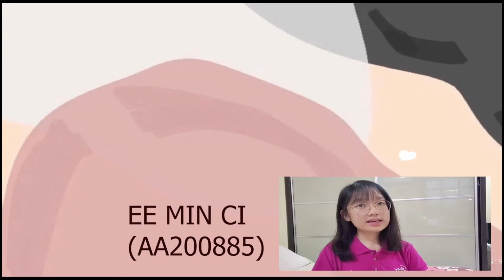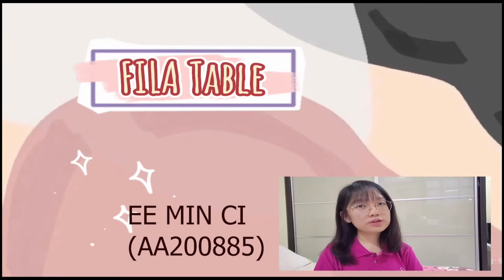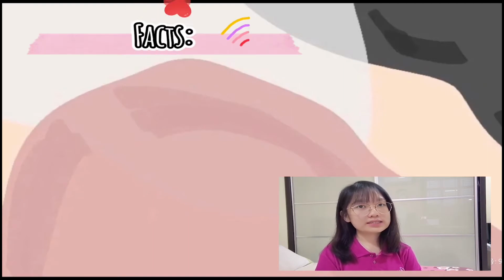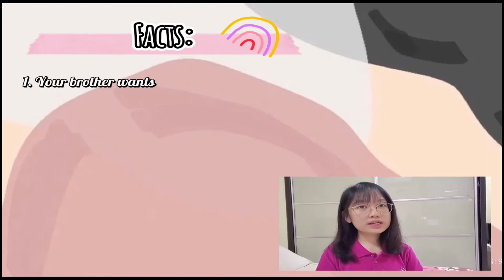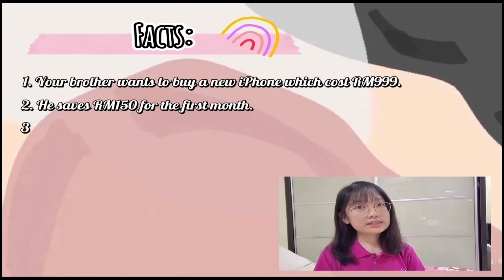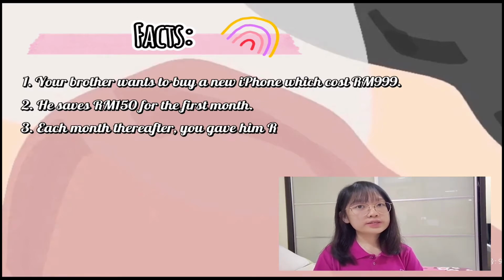Hello everyone, I'm going to explain about FILA table for question 2. Now I will go through one by one, starting from facts. First, your brother wants to buy a new iPhone which costs 999 ringgit. Second, he saved 150 ringgit for the first month. Third, each month thereafter you gave him 50 ringgit.